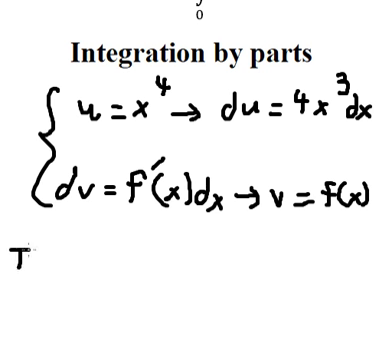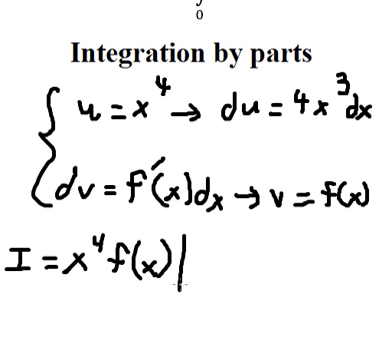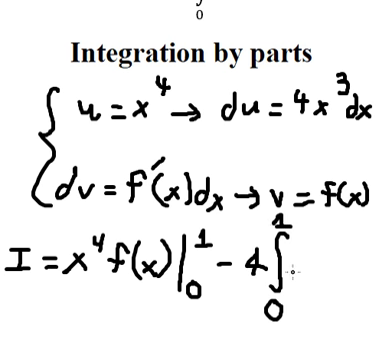So we have I equals u multiplied by v, with the bounds from 0 to 1, minus the integral of v du. So we have 4, and we have the integration from 0 to 1 of s to the power of 3 f of s ds.